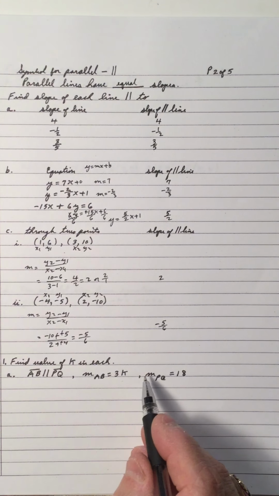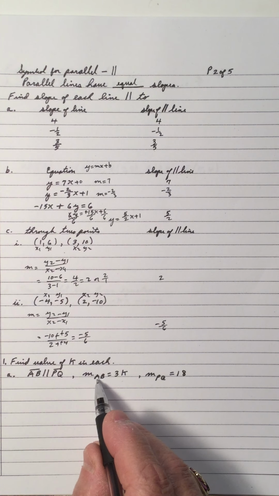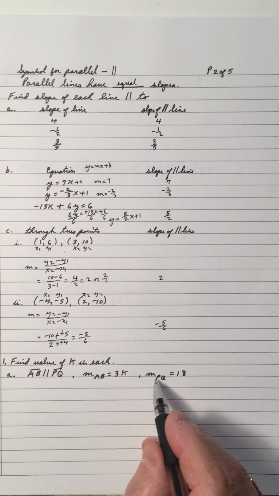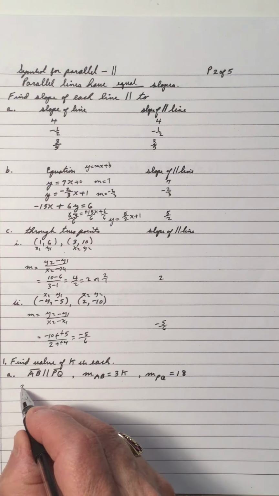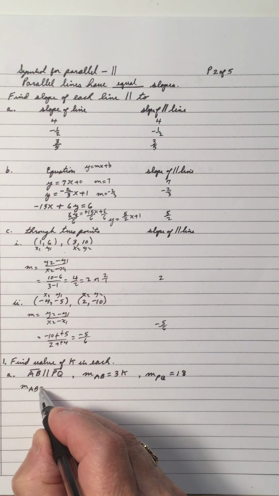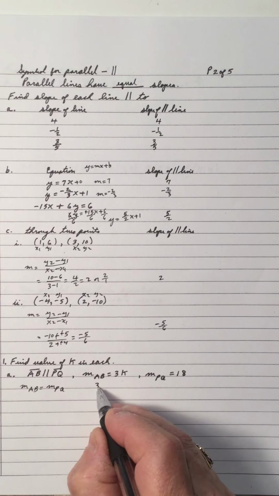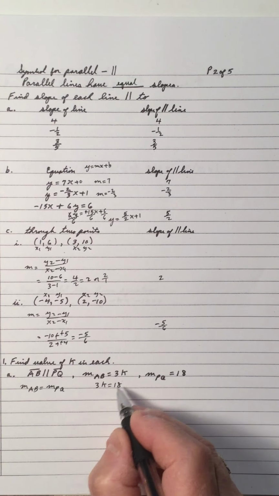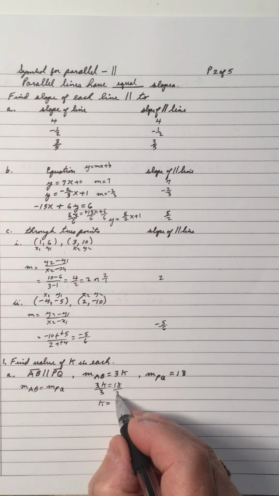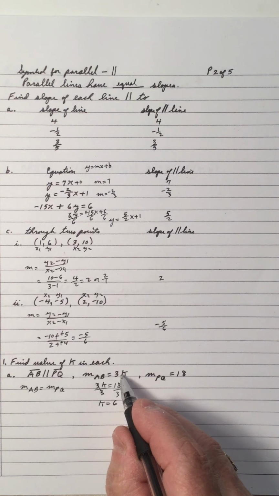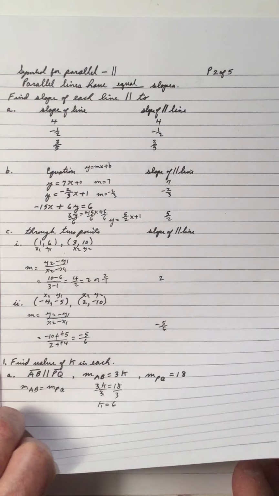Find the value of k in each. AB is parallel to PQ. The slope of AB is 3k. The slope of PQ is 18. So the slopes are equal. So the slope of AB is equal to the slope of PQ. That means that 3k is equal to 18. Divide by 3, 3's cancel. 18 divided by 3 is 6. So when k is 6, 3 times 6 is 18. The slopes are equal. The lines are parallel.